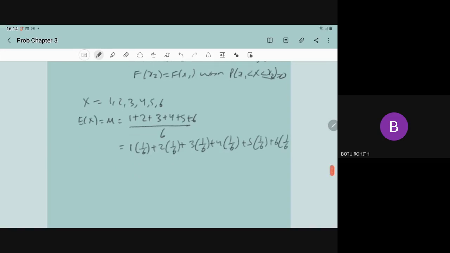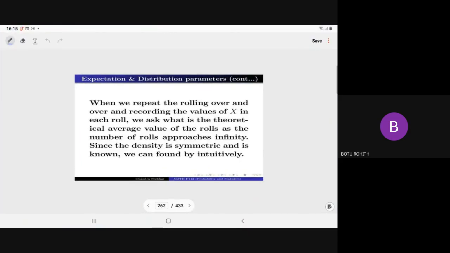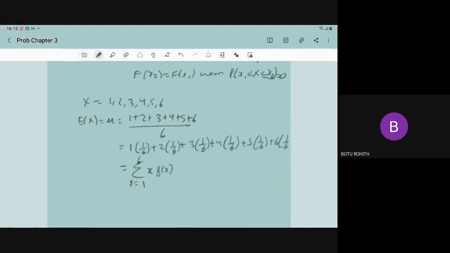If you write it in technical form, it is the sum over x of x times the corresponding probability, where x can take values from 1 to 6. So this is the basic formula for computing the expectation. From here, this value will come to 3.5.